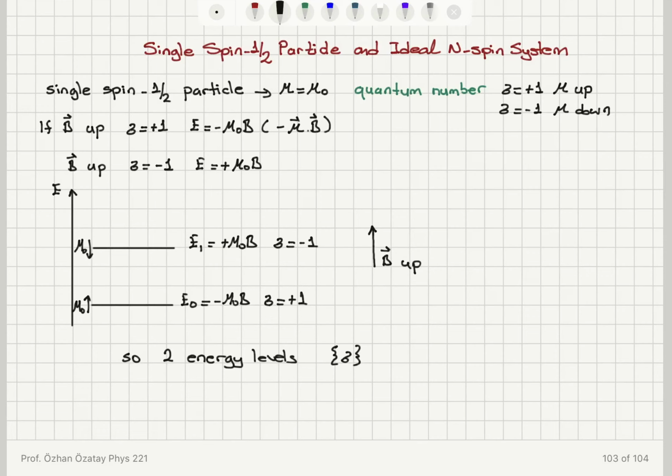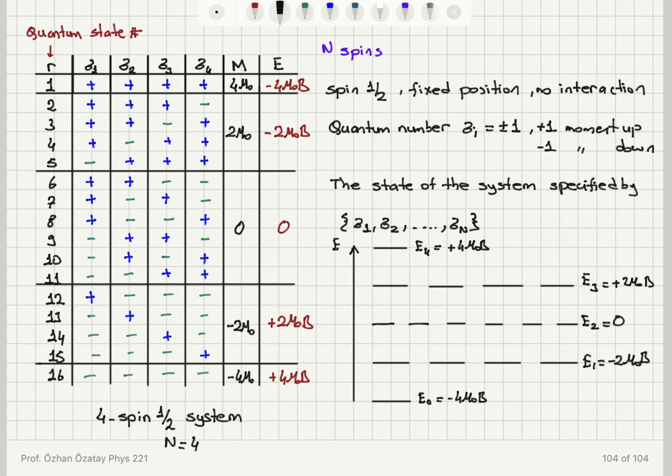Energy level diagram shows me 2 non-degenerate states. There's only one state corresponding to a given energy, plus mu 0 b or minus mu 0 b for the ground state energy. So I have 2 energy levels and 2 states, and the state is basically defined by this quantum number sigma. For an n spin 1/2 ideal spin system, where the spins are in fixed positions and no interaction between the spins, I can specify the state of the system by giving a list of quantum numbers. The sigma i for the ith spin tells me if the moment is pointing up or down. So sigma 1, sigma 2, all the way up to sigma sub capital N gives me the state of the system.